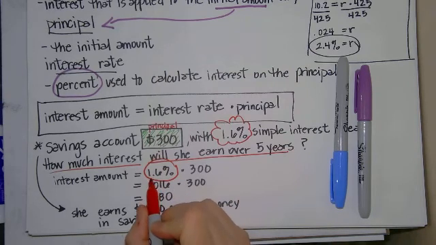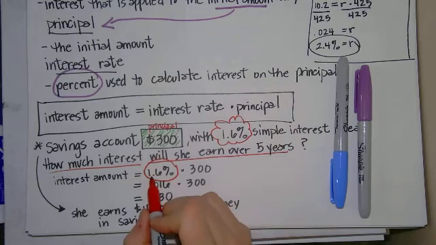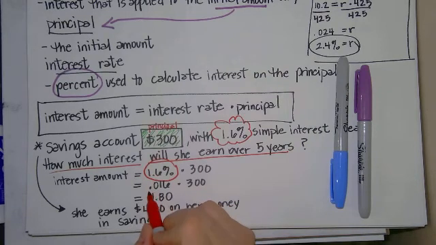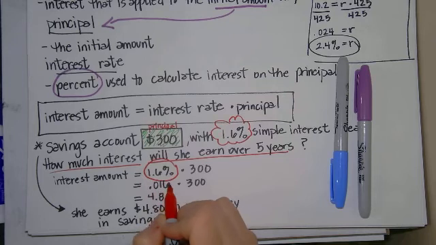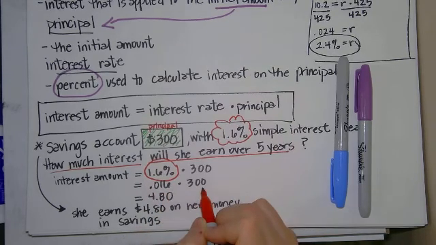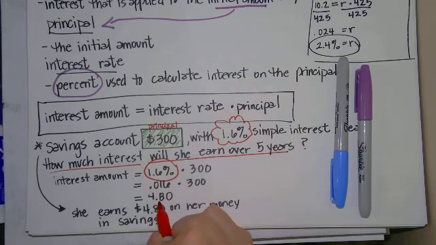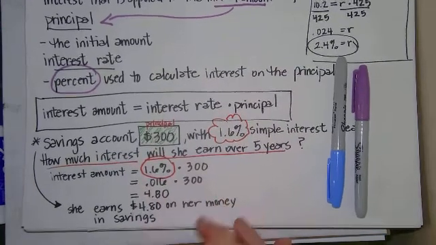That's the first thing we do: we move it 2 places to the left. Remember, percent means per 100. So to turn that into a decimal, we have to move it 2 places to the left. So we get 0.016 times 300. This is still our interest rate, but it's in decimal form so we can use it. Times our principal of 300, and we get 4.8, which would be $4.80.